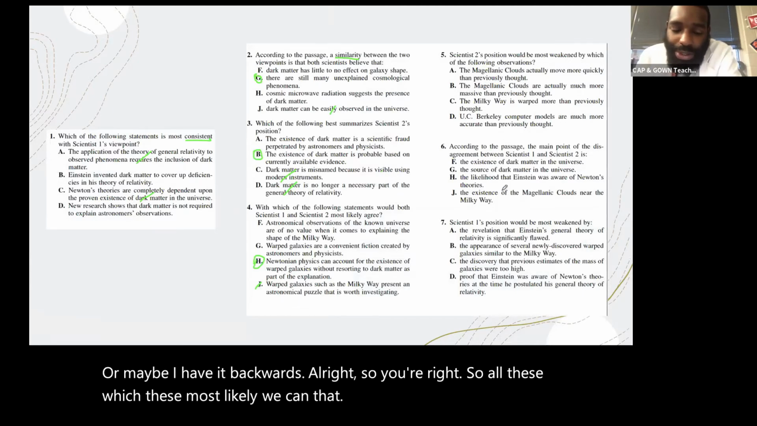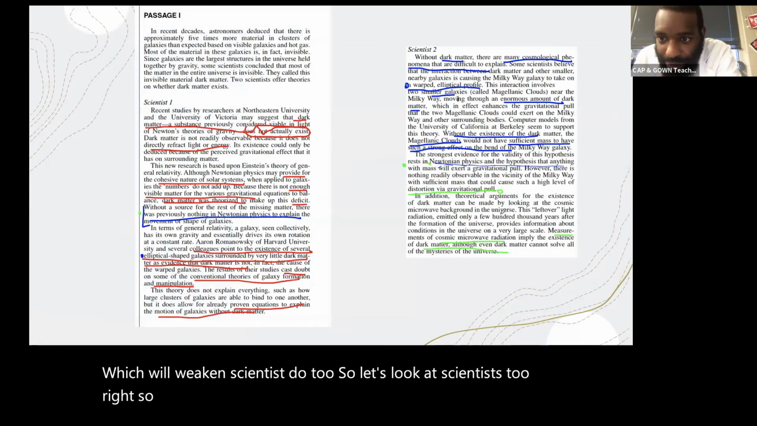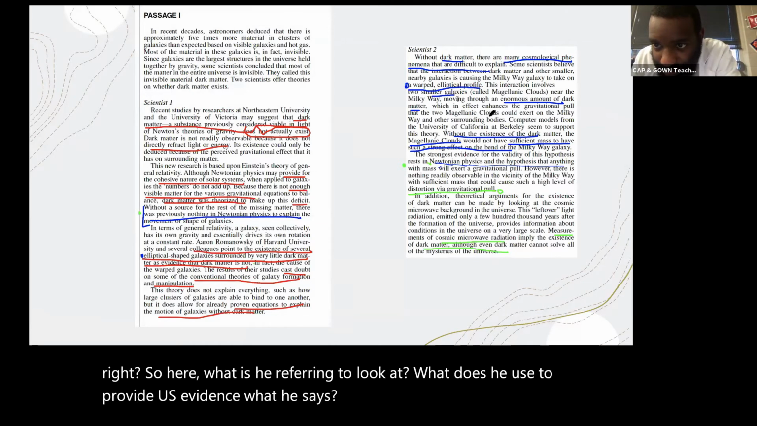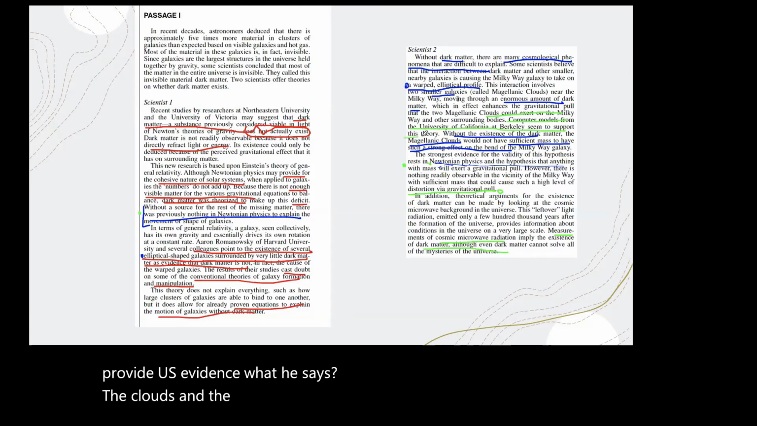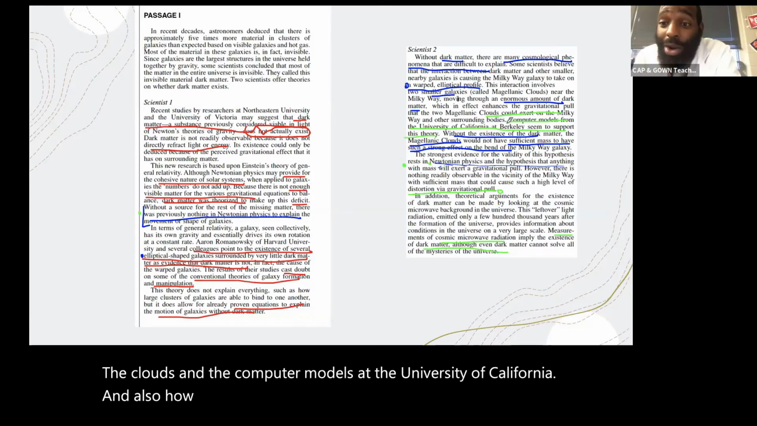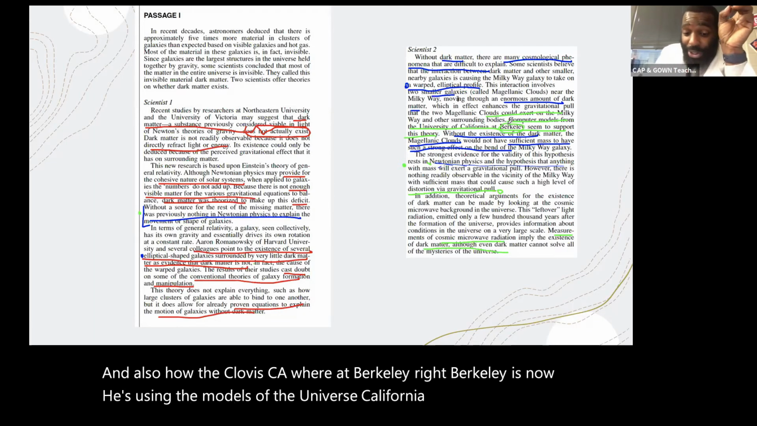Which will weaken scientist two? So let's look at scientist two. All right. So here, what is he referring to? Look at what he is using to provide his evidence. What does he say? The clouds and the computer models at the University of California. University of California, where? At Berkeley, right? Berkeley, yes. Now he's using the models at the University of California at Berkeley to support his theory, right?